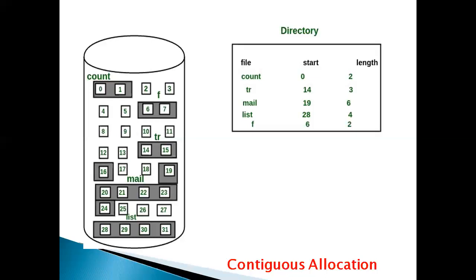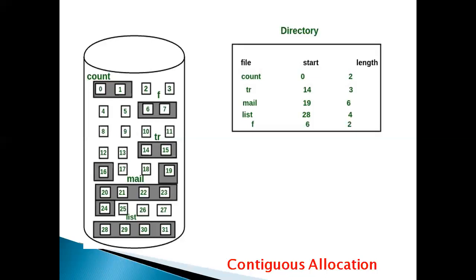Next one is direct access. In direct access, for block I of a file which starts at block B, we can immediately access block B plus I. It means for direct access, we can use direct access.